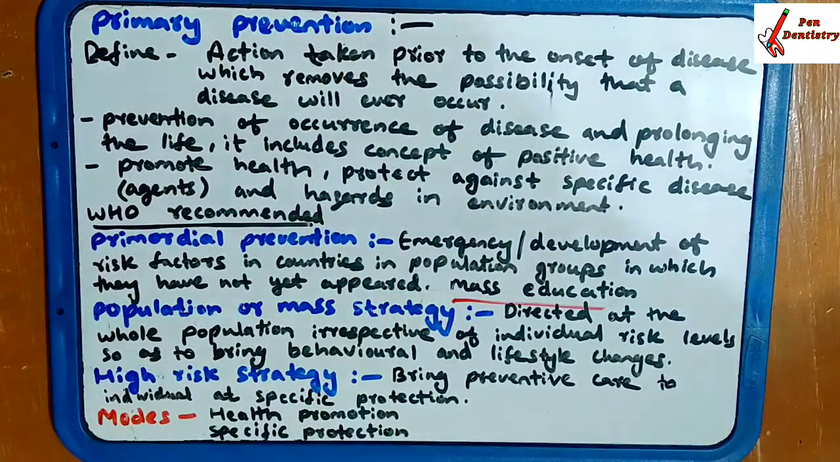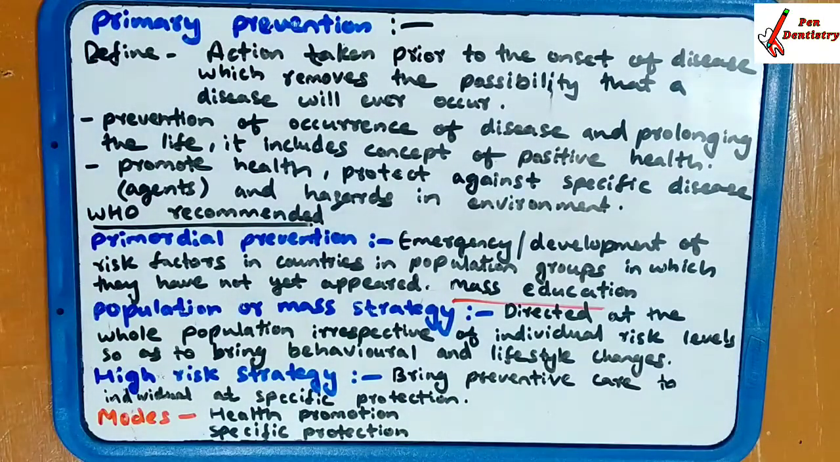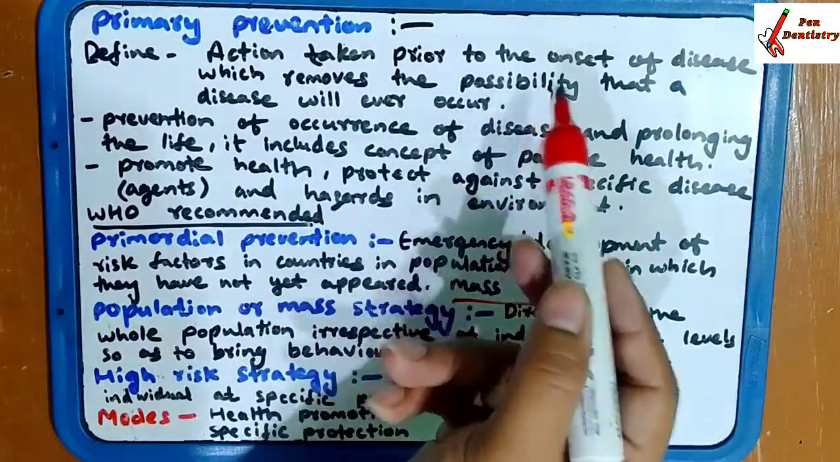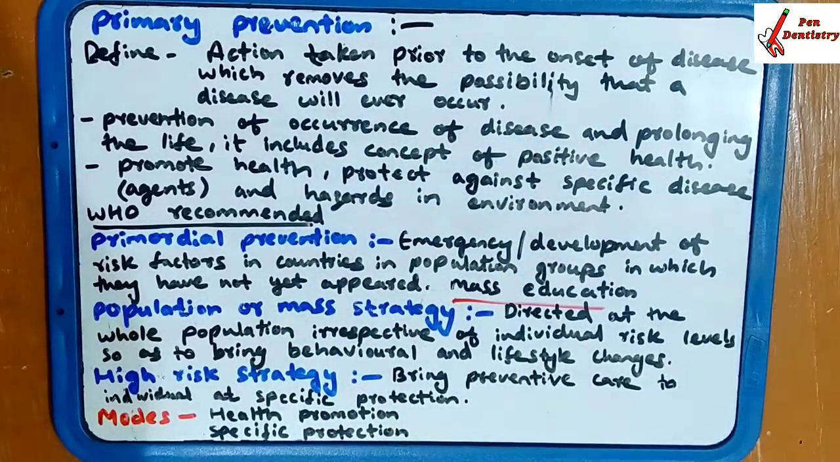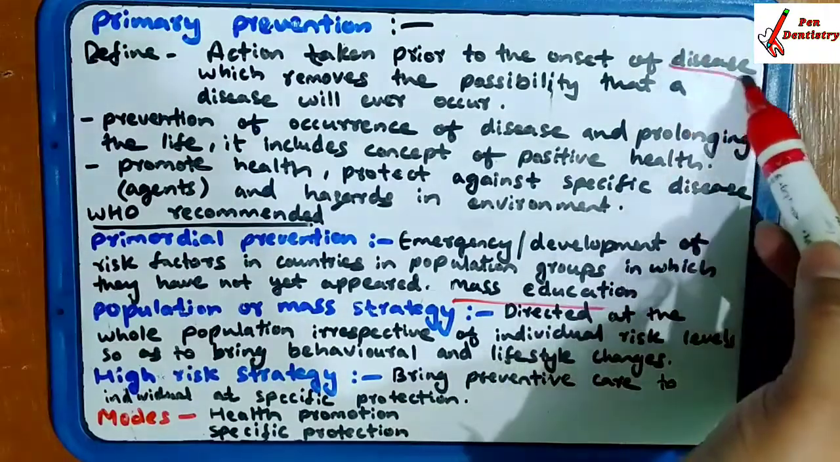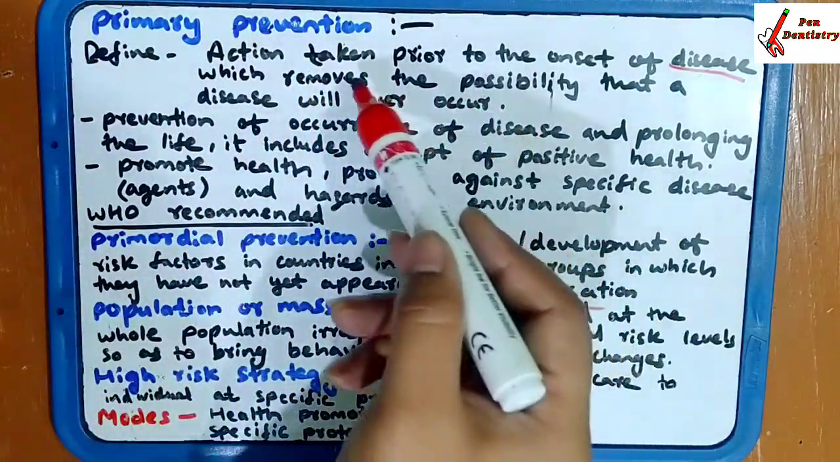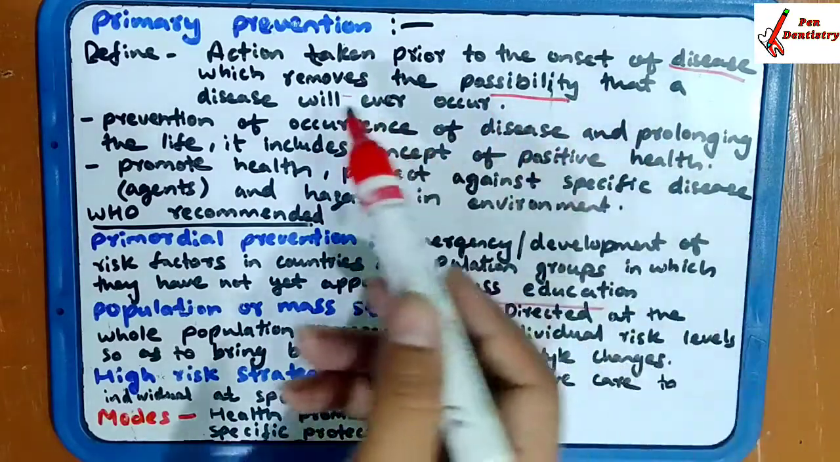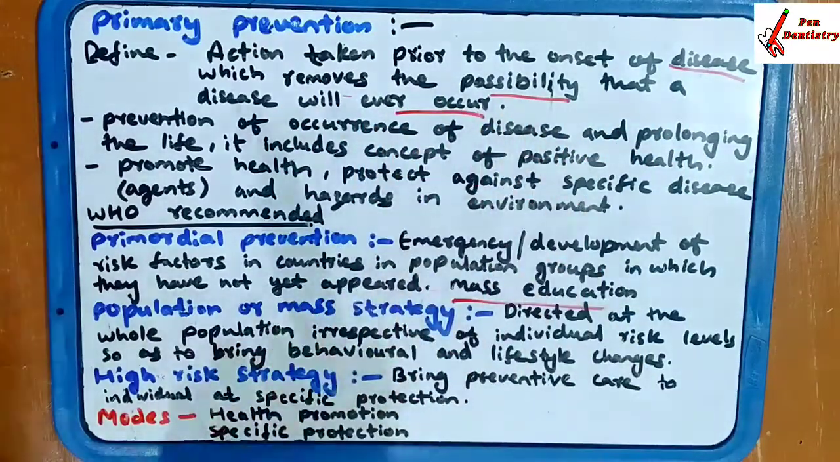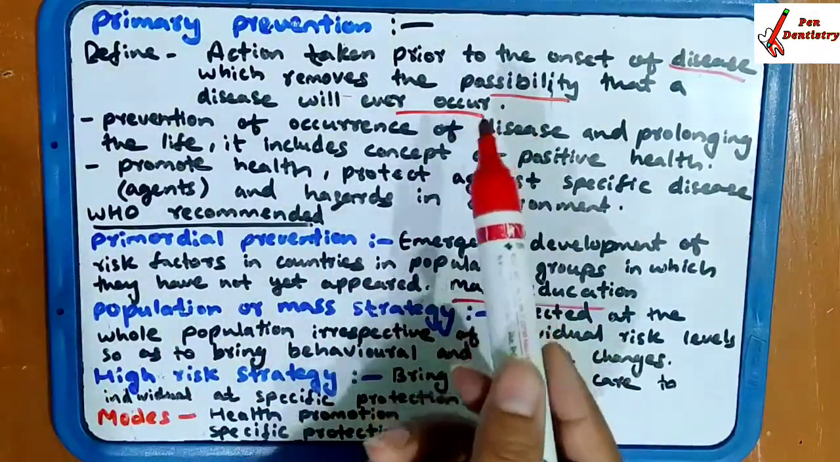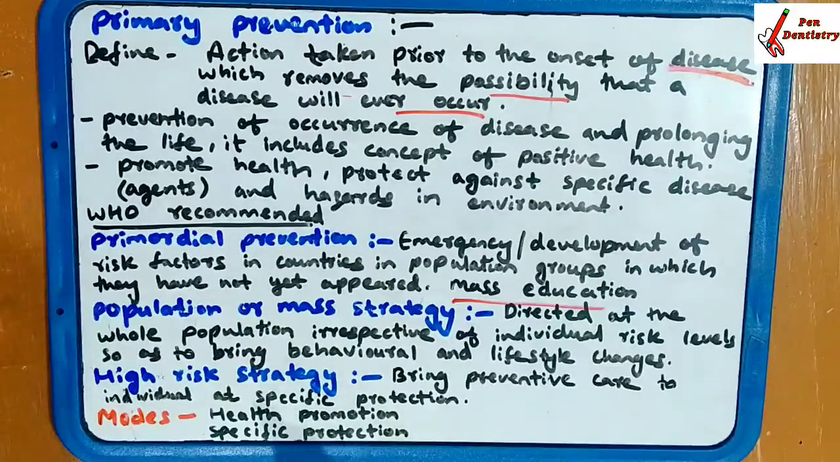Primary prevention. The definition of primary prevention is action taken prior to the onset of disease. That is, before disease, we are going to take prevention. This is known as primary prevention, which removes the possibility that the disease will ever occur. That means before the disease, you are going to prevent it.